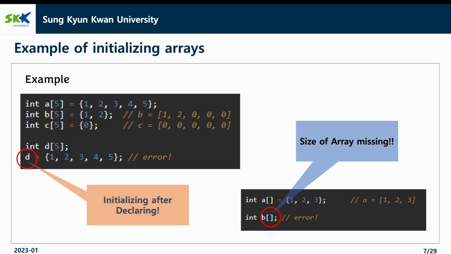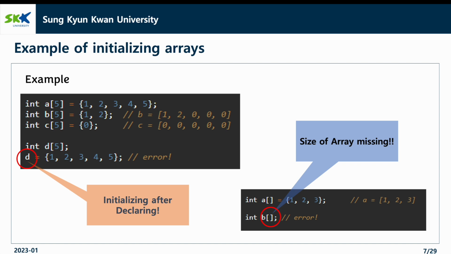First, if you look at B and C arrays, you can see that the length of the initialization list is shorter than the length of the declared array, so the remaining parts are all filled with 0. In addition, initializing an array using an initialization list is only possible when declaring the array. Therefore, in the case of array D, an error occurs because it tries to initialize after the declaration of the array.